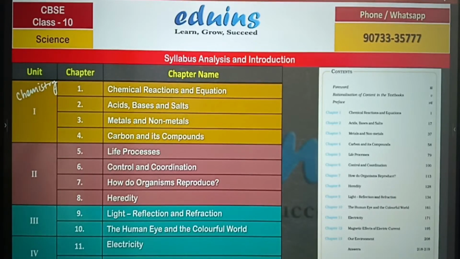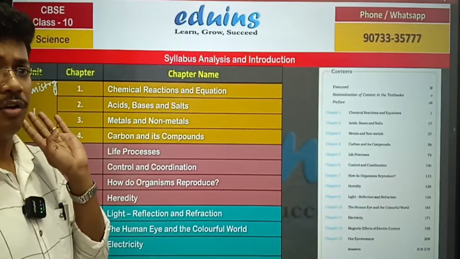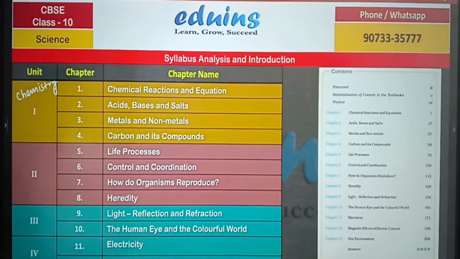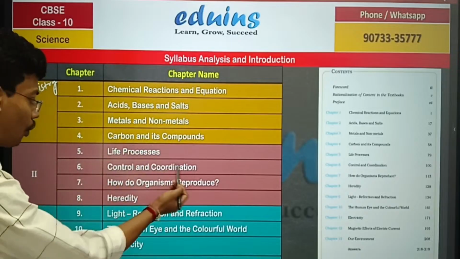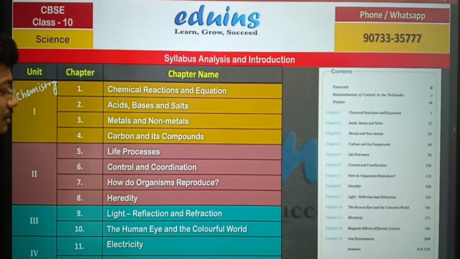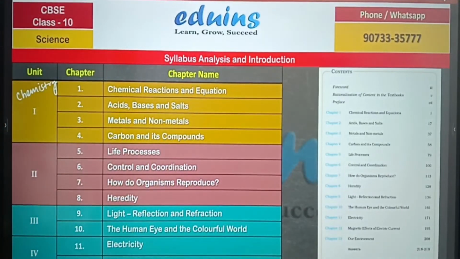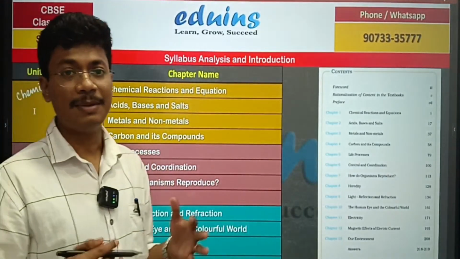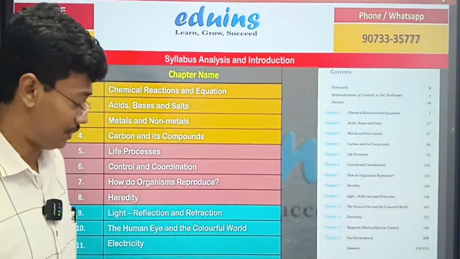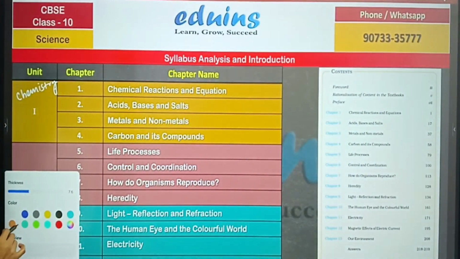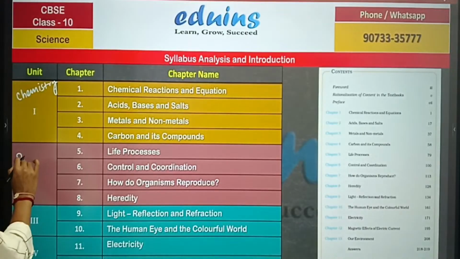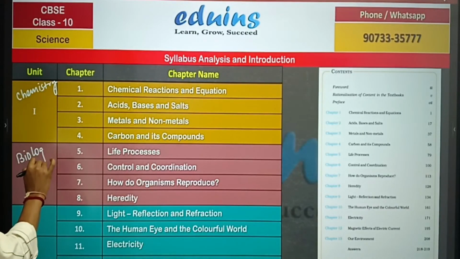Next, unit 2 also has 4 chapters. What are they? Life processes, control and coordination, how do organisms reproduce, and heredity. There are also 4 chapters, and this is basically the part of biology.